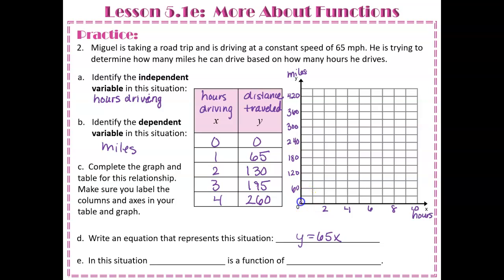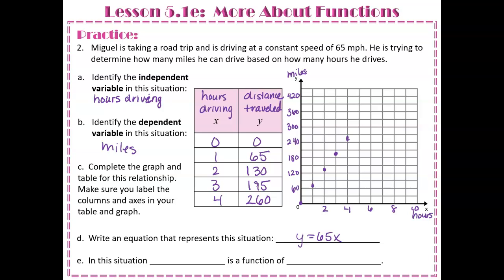Okay, so now let's graph this. 0, 0; 1, we got to go in right between; 2, he's 130; 3, 195, right here; 4, 260. Got to kind of eyeball that.